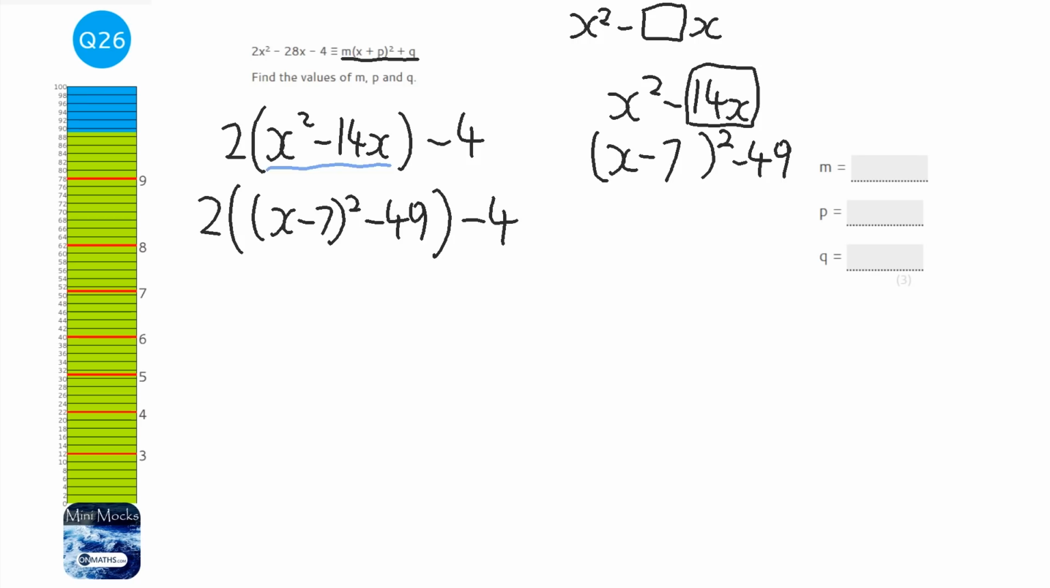Now, I have that minus 49 on the inside of the brackets, and I want to collect that with the minus 4 on the outside of the brackets. So I'm going to just expand the big brackets. So I'm going to times the x minus 7 squared by 2. And I'm going to times the minus 49 by 2. And so I can collect the numbers together.